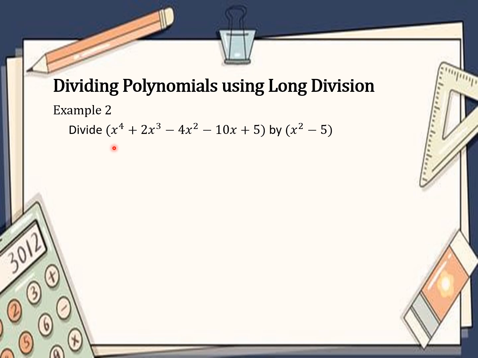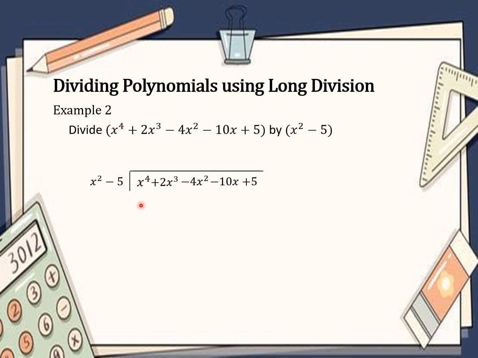We have here x to the 4th power plus 2x cubed minus 4x squared minus 10x plus 5 divided by x squared minus 5. Notice that the dividend is already in standard form, but we have here a quadratic binomial, which is our divisor. So we will simply copy the dividend: x to the fourth power plus 2x cubed minus 4x squared minus 10x plus 5 divided by x squared minus 5.